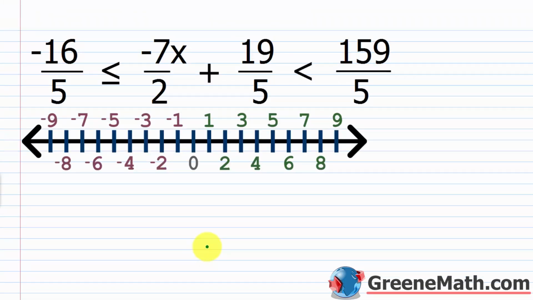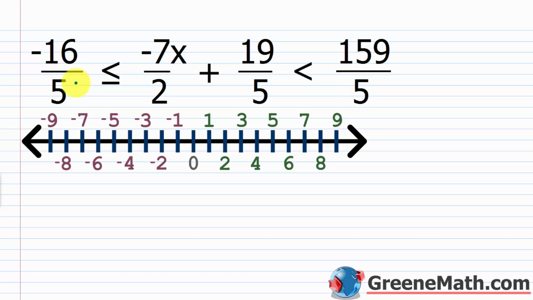All right, for the next one, let's take a look at an example with some fractions involved. So we have negative 16 fifths is less than or equal to negative 7 halves x plus 19 fifths, which is less than 159 fifths. So the first thing I'm going to do is clear the fractions. Again, if you want to work with the fractions, it doesn't really matter. For me, I like to not work with fractions because it just makes the inequality a lot cleaner.